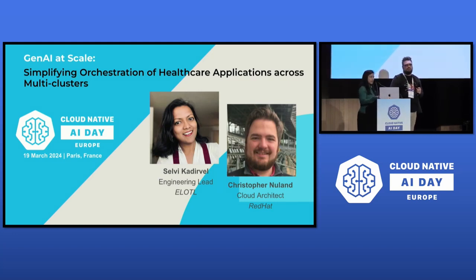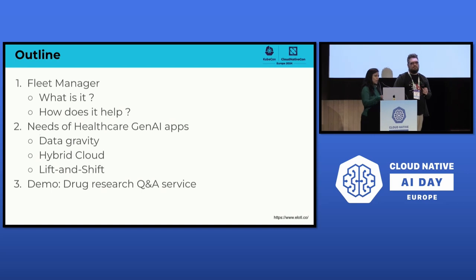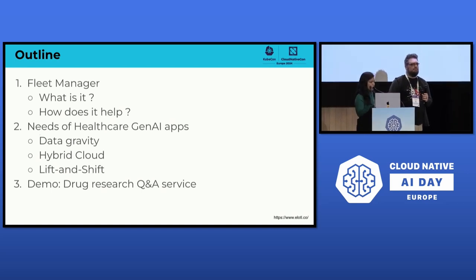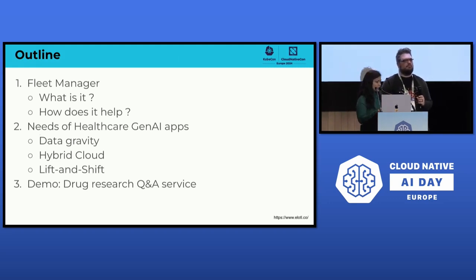This session will be something different. It'll be using Kubernetes infrastructure to run your GenAI pipelines. Okay, we'll begin with describing a core component that simplifies orchestration of your GenAI pipelines on a multi-cluster, multi-cloud environment, which is a fleet manager. We will then focus on what is unique about a healthcare GenAI app and how a fleet manager can help with this. This includes the dimensions of data gravity, a hybrid cloud approach, and a lift and shift placement of your workloads. We'll end with a detailed demo of a drug research Q&A service that we've built on multiple clouds.